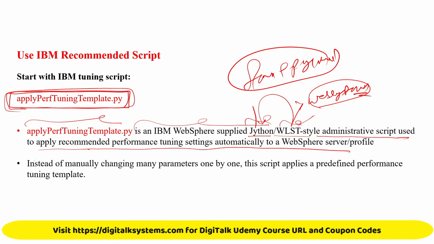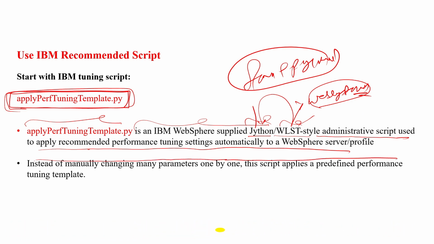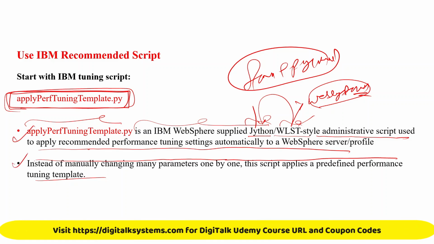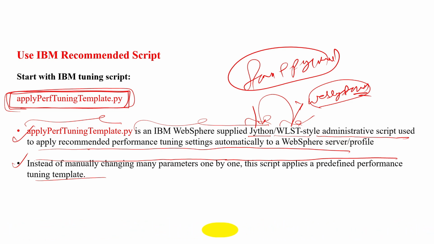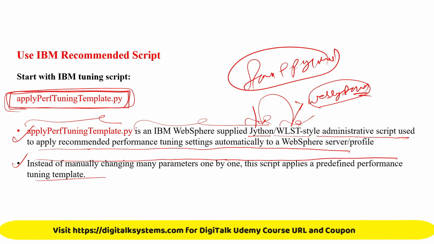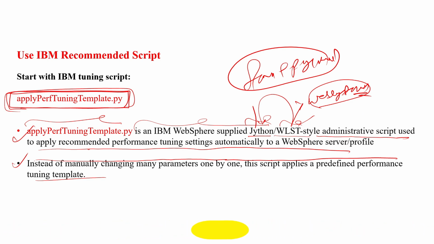That means instead of changing the parameter values manually one by one, this script applies predefined performance tuning templates. So you don't need to apply these values one by one. There are inbuilt templates; you can execute that, and it automatically sets multiple values for you. You don't need to worry about that. But still, as I said, this is the initial and beginning point that will give you the initial optimum values. On top of that, based on your environment, load, and application, you may need to further tune your application, and how to do that I will cover in this particular series.